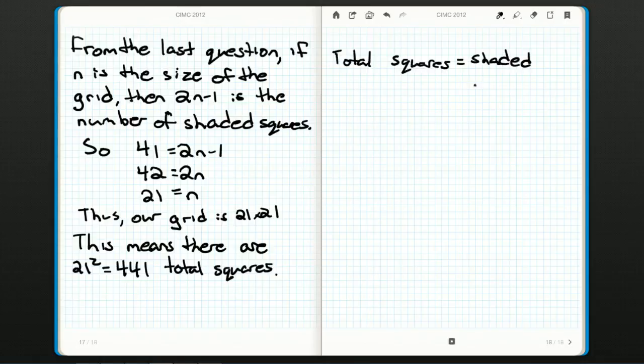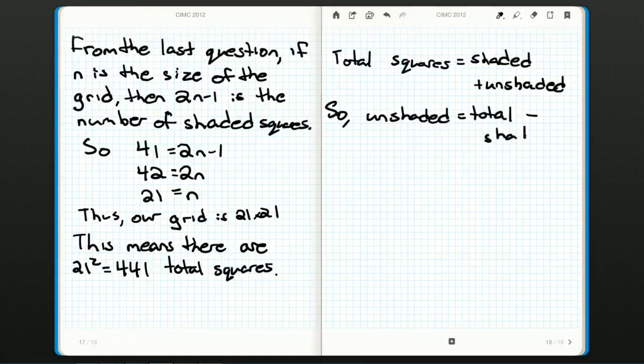Now the total number of squares is equal to the number of shaded squares plus the unshaded squares. And we know these two numbers. We know total squares and we know shaded squares. There should be a plus sign there. I didn't see it for a second. So total squares, shaded plus unshaded. We know the total squares. We just figured that out. It's 441. We know the number of shaded squares. We were given that in the question. So the total subtract shaded should be the unshaded squares. So it's 441 total. We know there's 41 shaded squares. That's what we were given to start off the question.